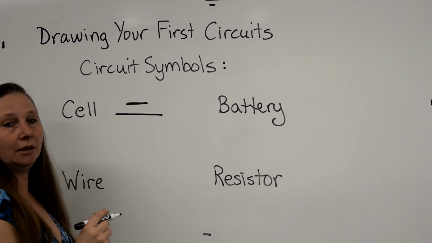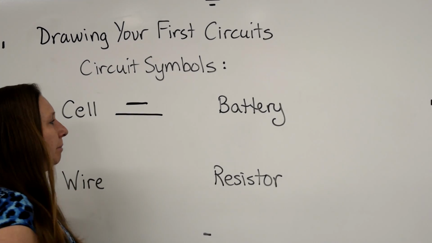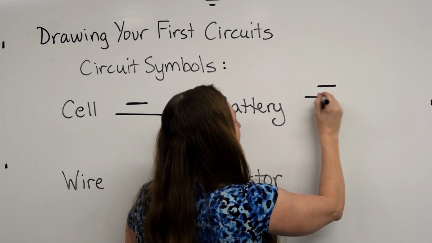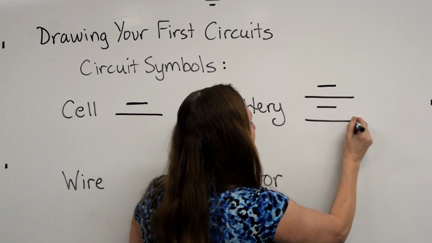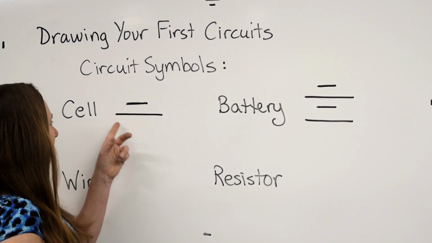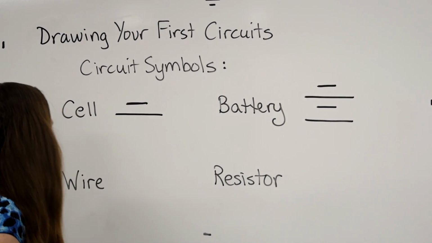That would be a cell. Now, as soon as you put two or more cells together, we call it a battery. So putting two cells together, a negative, a positive, a negative, and a positive, that's the drawing that represents a battery. So this drawing represents a cell. This drawing represents a battery.